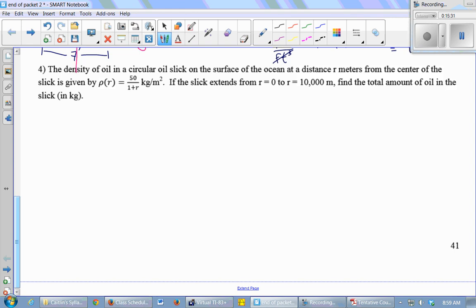And this time we're dealing with square meters, which is a measure of area, because an oil slick covers area and the thickness is not as important to think about. Okay, so if the slick extends from R equals 0, the site of the spill, to R equals 10,000 meters out, we want to find the total amount of oil in the slick. Okay, so let's draw a picture. Here's my oil slick. We're assuming it's a perfect circle, right? Because even if it's not, this would give us a pretty decent estimate of the amount of oil that has spilled.